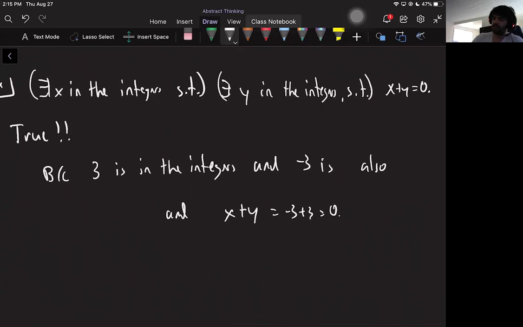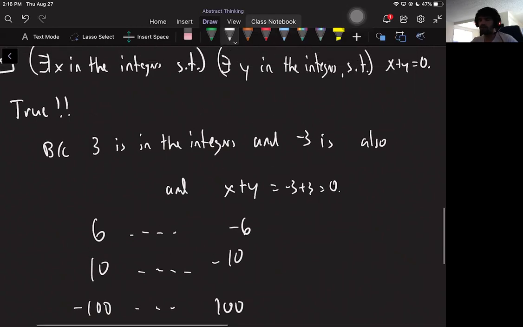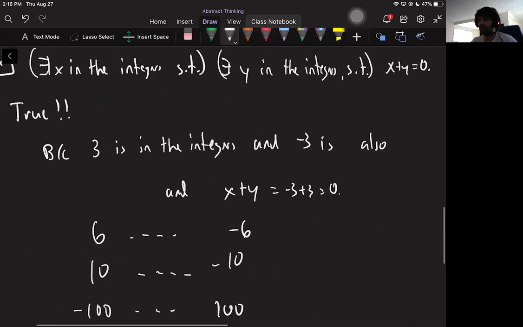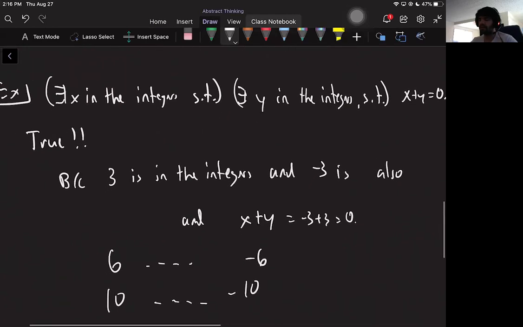So you could have said the same thing. You could have used 6 with -6, or 10, -10, or -100 with 100. Doesn't matter, as long as they're integers. Any of them give you an example, and in this situation, an example is enough to prove that it's true, because all you're trying to say is that there exists an x in the integers such that there exists a y in the integers such that x plus y equals 0.